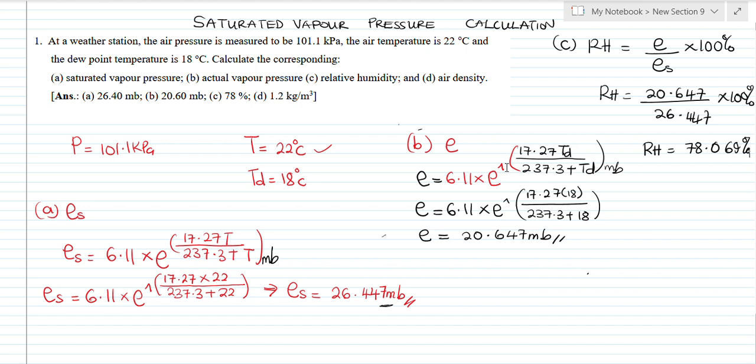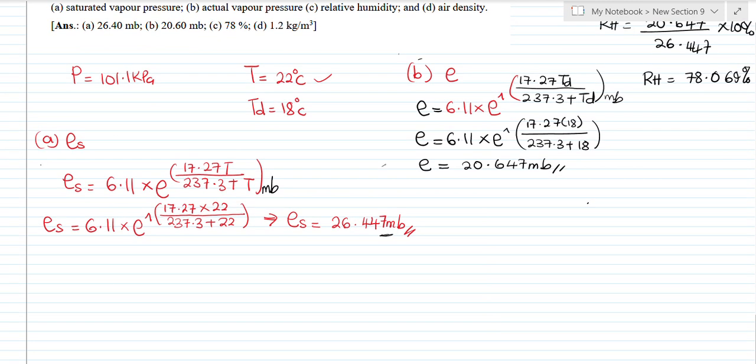Now the next question is for us to find the air density. So that will be my D, air density, and there are several relations that we can use to find the air density. The first relation that we can use is the pressure over the gas constant times the temperature.